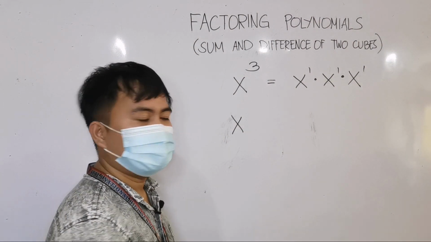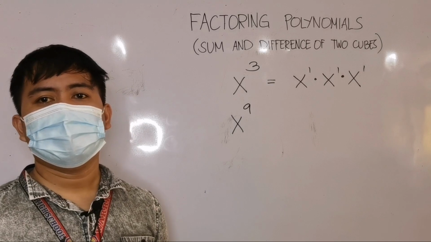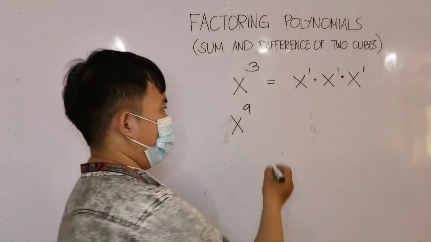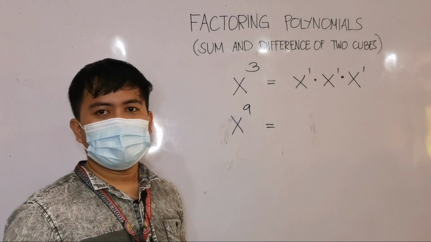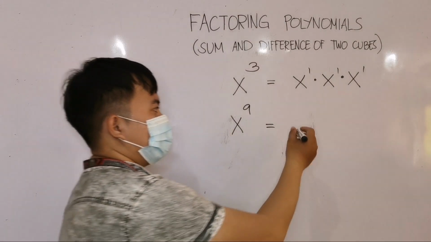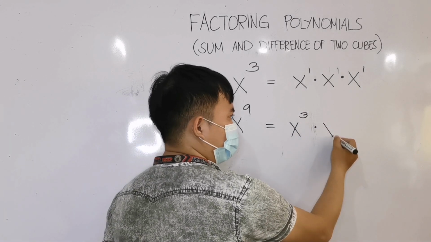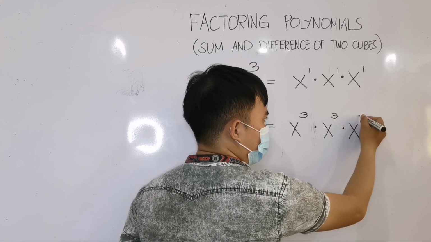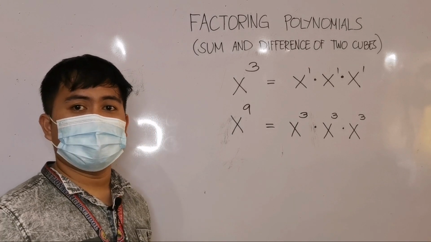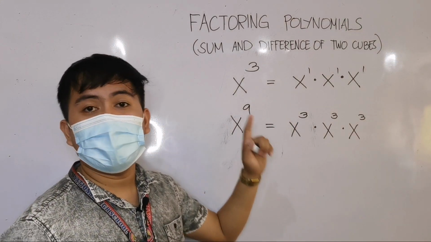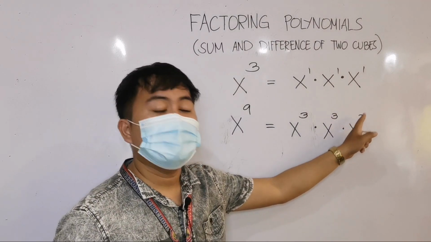X raised to 9. Pwede ba? Is x raised to 9 a perfect cube? Opo. And ano ngayon ang mga factors ng x raised to 9 na tatlong magkakapareho? X raised to 9 is equal to x cubed times x cubed times x cubed. Okay. Again, law of multiplying variables or polynomials, i-add lang po natin yung mga exponent nila. 3 plus 3 is equal to 6 plus 3 is equal to 9.